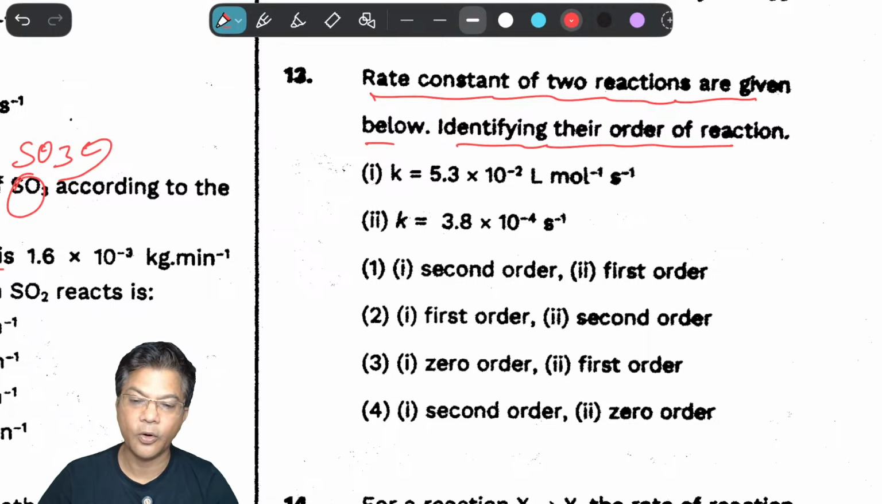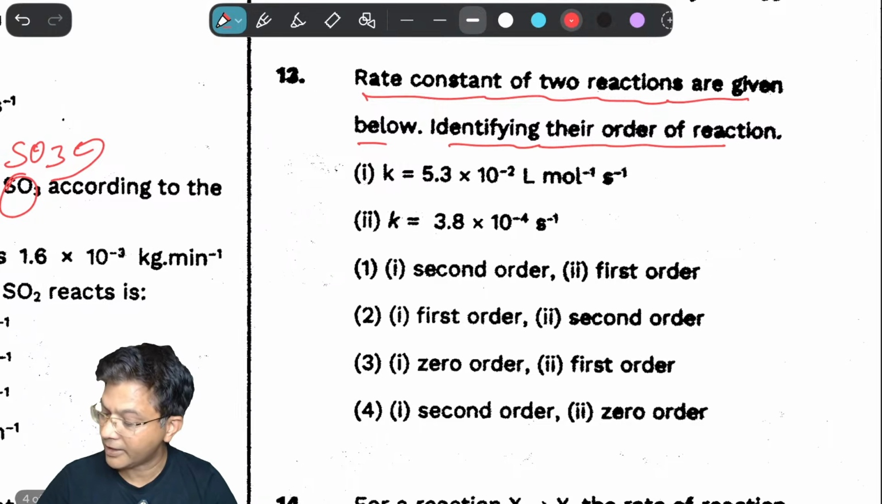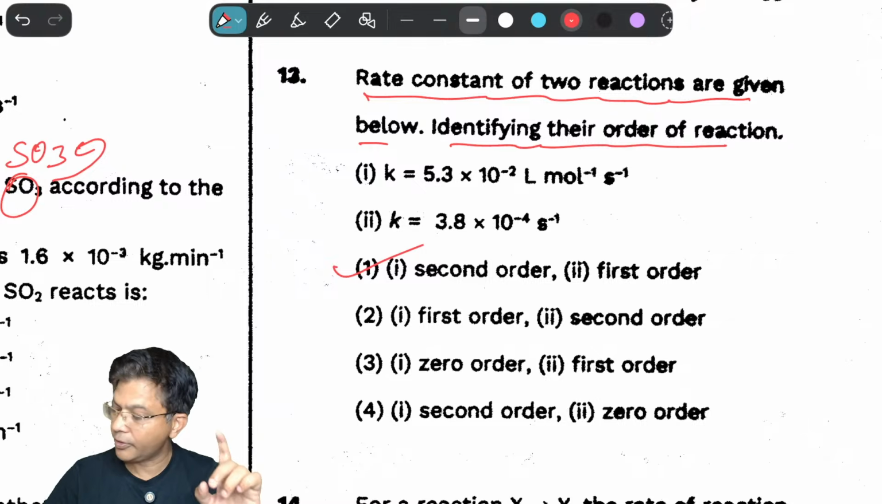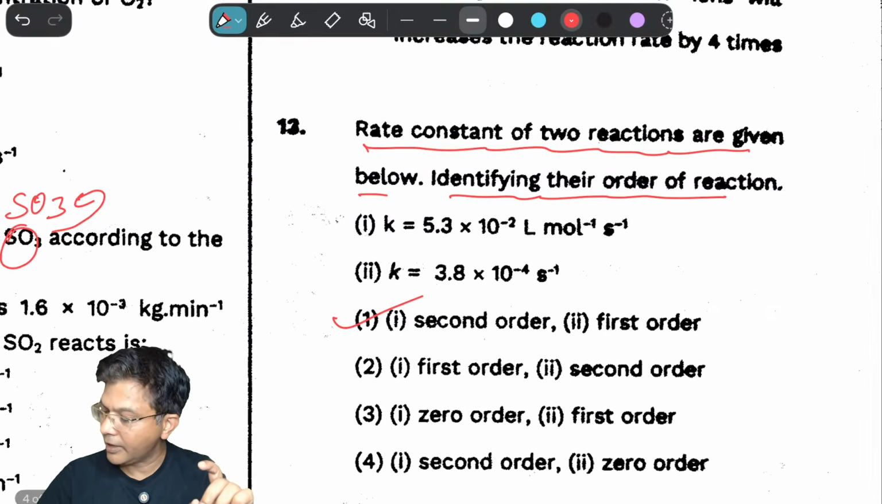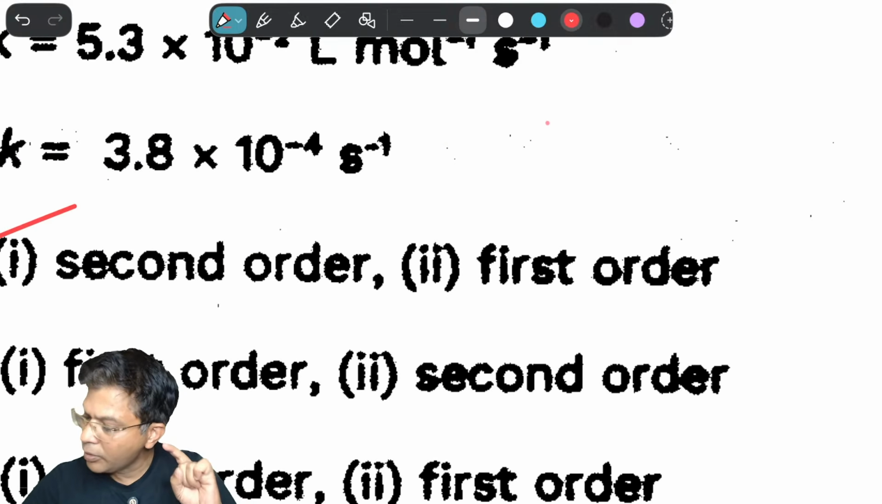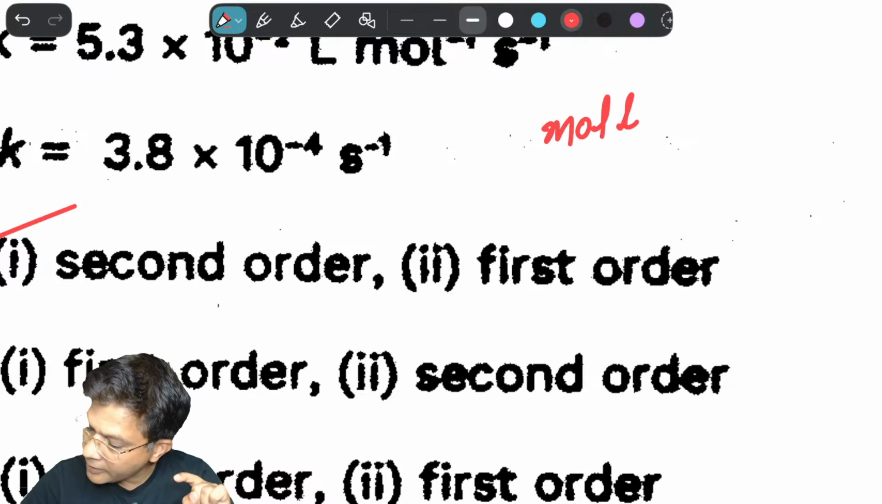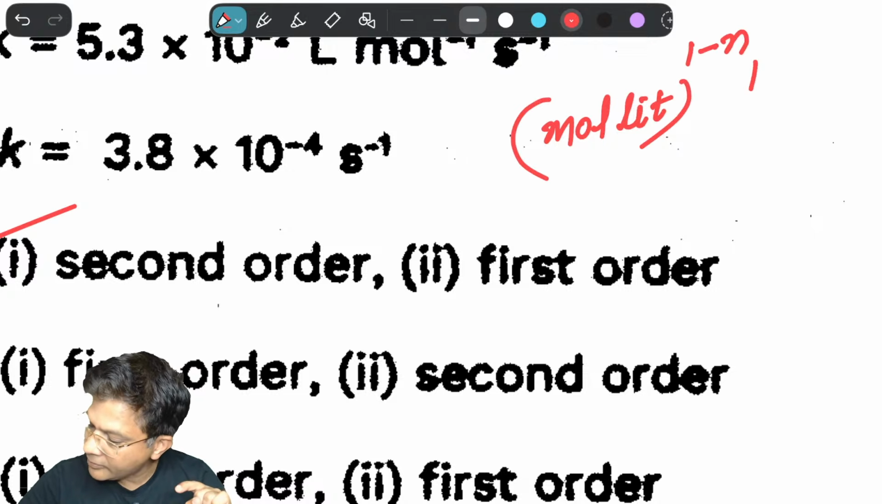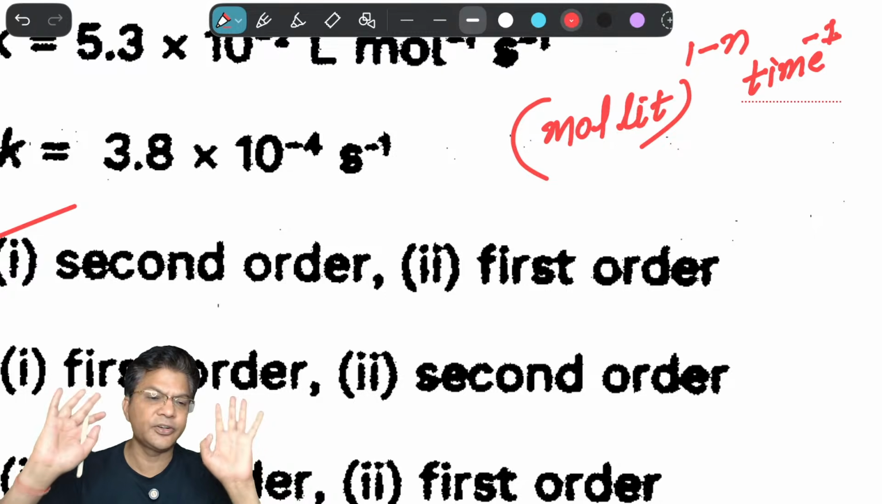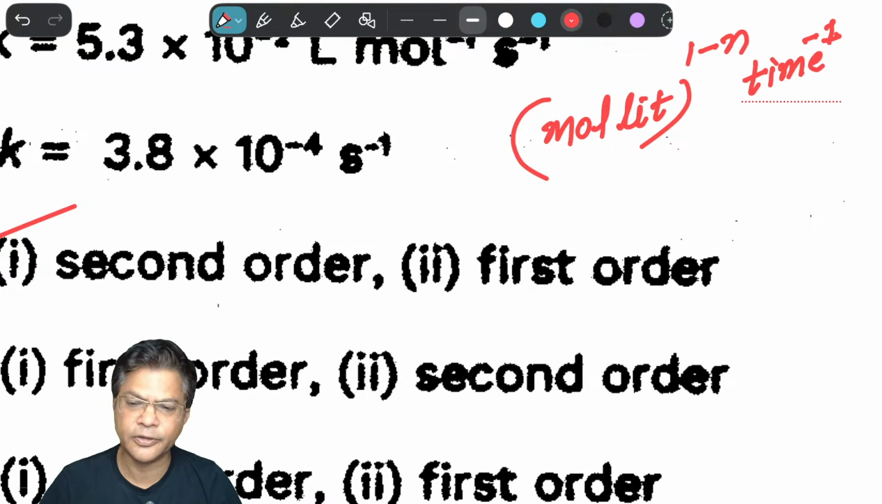Wow, kids, you are rocking. How have you done it? Exactly, this is the correct answer. So remember that. Let me tell you a short trick. Moles per liter to the power 1 minus n, time inverse. This is the trick for any rate.